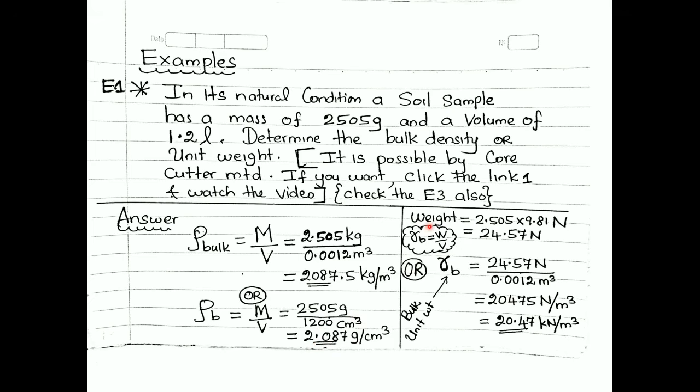Okay, in unit weight, this is the bulk density. Bulk unit weight calculation, weight of the soil: 2.505 kilogram multiplied by 9.81, that gives Newton. That means 2505 gram is equal to 24.57 Newton. And bulk unit weight gamma B is equal to 24.57 Newton over 0.0012 meter cube. Answer is 20,475 Newton per meter cube. Again divided by 1000, 20.47 kilonewton per meter cube.